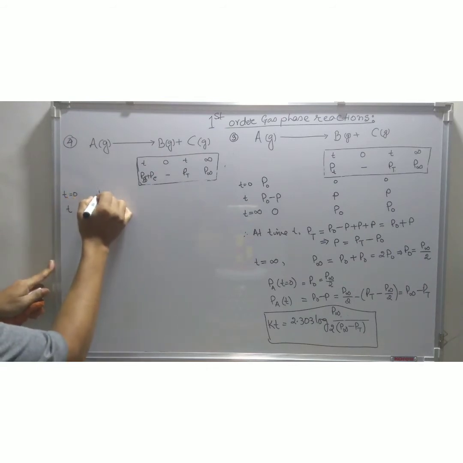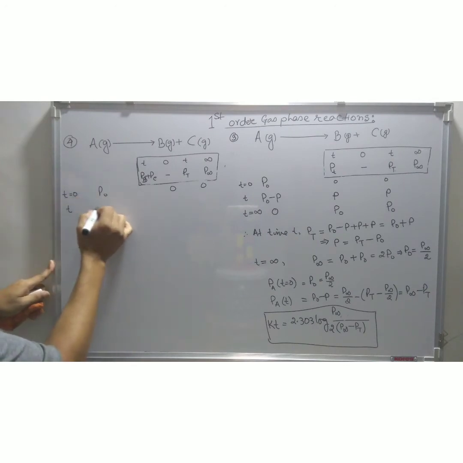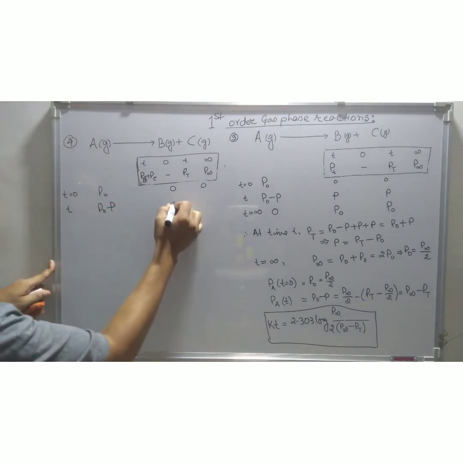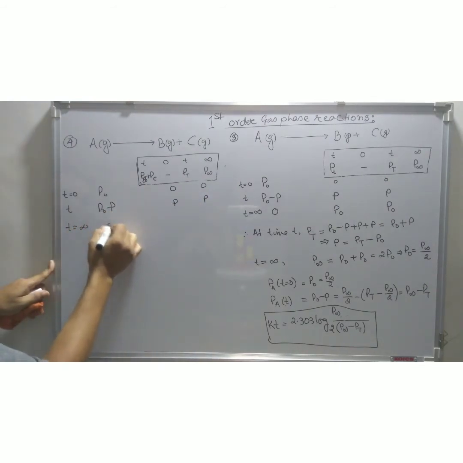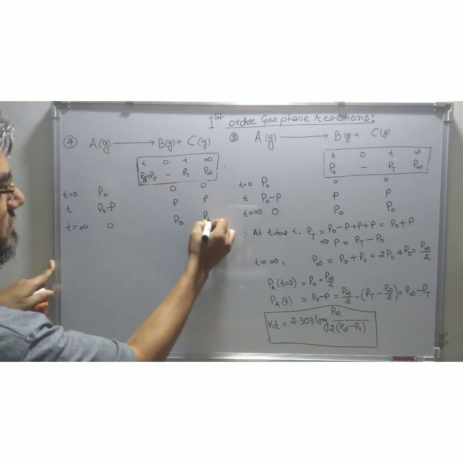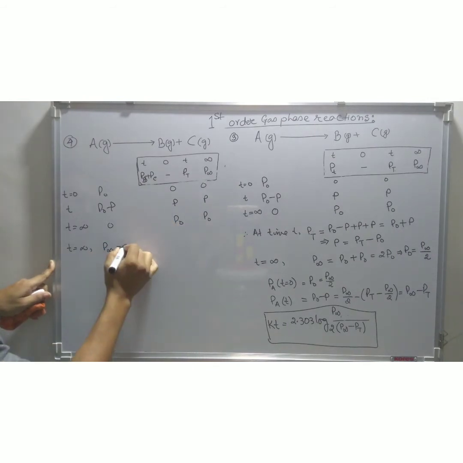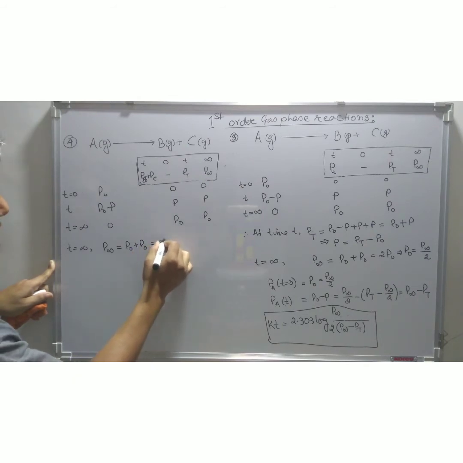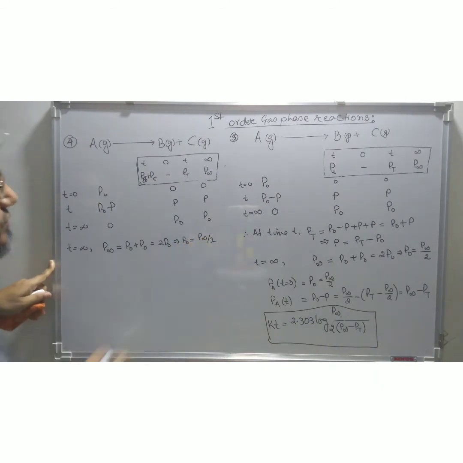So at time 0, we have P naught, this is 0, 0 as usual. At time t, we have P naught minus some P, so this is P, this is P. At t equals infinity, this is 0, this is P naught, this is P naught. So therefore look at this, total pressure is P infinity. So this P infinity is equal to pressure of B plus pressure of C. So 2 P naught, or we say P naught is equal to P infinity by 2.